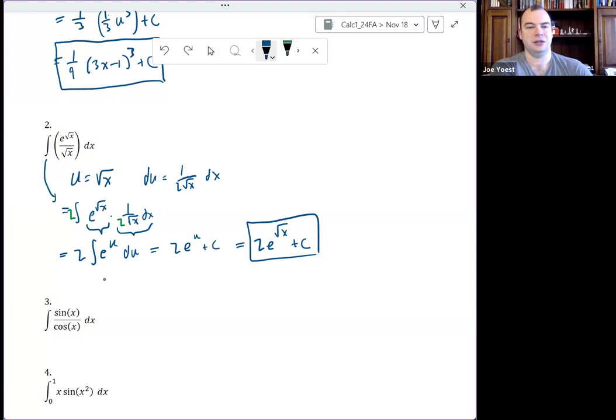And then, of course, just integrating e to the u du is just e to the u.